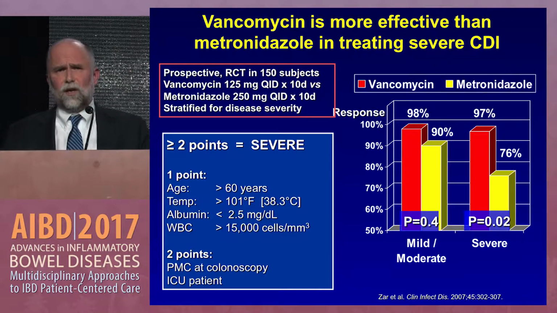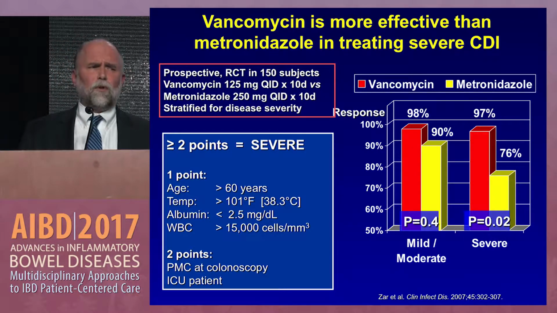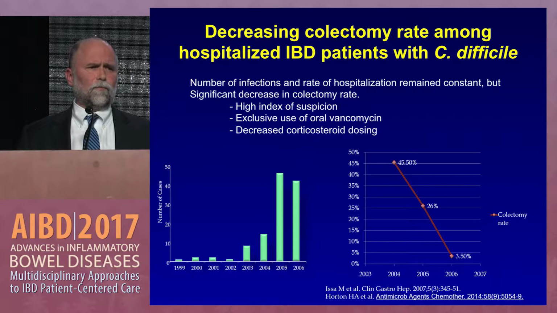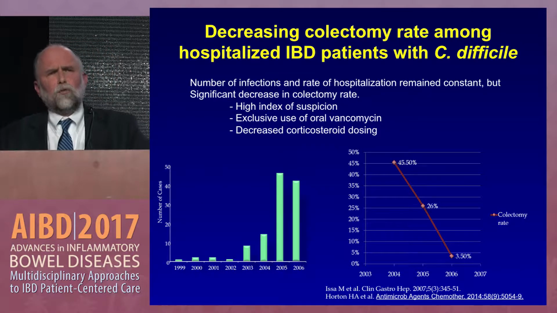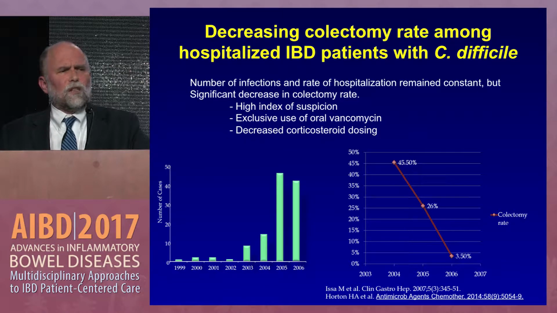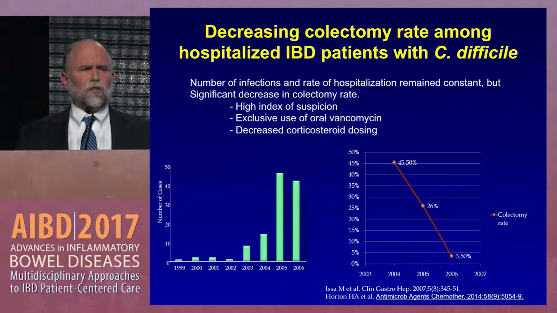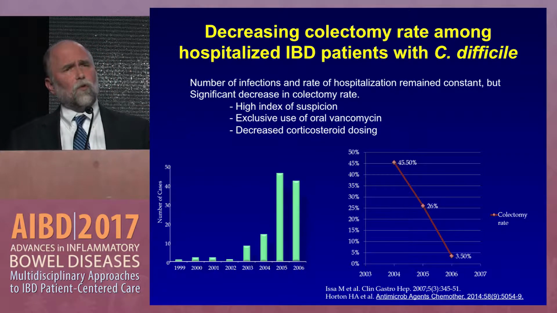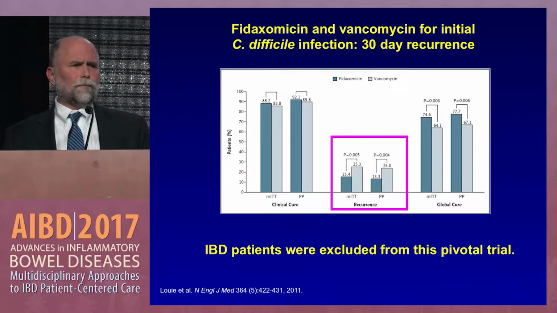And there is increased mortality in the IBD patient population that's hospitalized with metronidazole use. This was a follow-up study that we undertook in Wisconsin a number of years ago, where we emphasized a high index of suspicion, identifying C. difficile in our hospitalized patients, not using metronidazole as an antibiotic in this population and switching to vancomycin. And what we saw was a really dramatic decrease in the colectomy rate amongst the hospitalized patients. Even though we had identical rates of hospitalization, we made an impact in preventing patients from going on to colectomy.